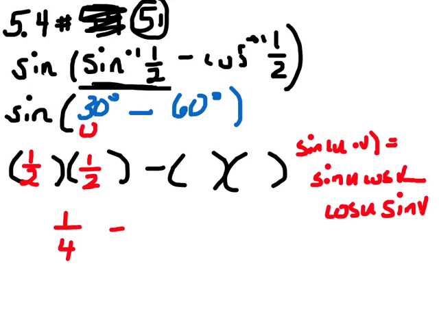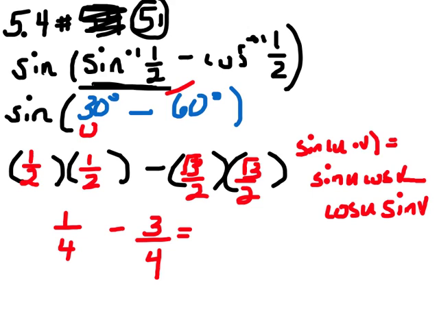And then the sine of 60 degrees, wouldn't that be square root of 3 over 2? Yeah. And the cosine of 30 degrees would be square root of 3 over 2. And if you multiply square root of 3 times square root of 3 on top, wouldn't we get 3? And on the bottom, we'd have 2 times 2 is 4. And a fourth minus 3/4 would be negative 2/4. And that would reduce to negative 1/2.